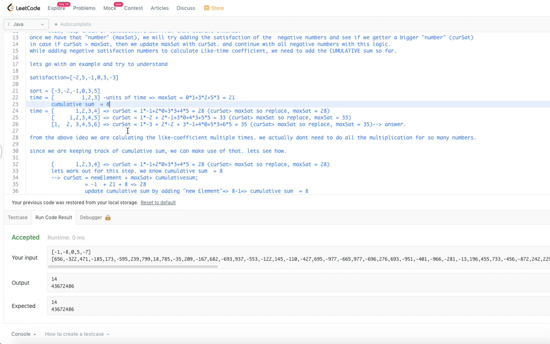So now let's try to calculate the current satisfaction. The current satisfaction, what we are saying is, when we are at this point in time, we used to calculate like this. Now for the same thing, let's see what we are going to do. New element. So what is the new element? Old elements are until 0, 3, 5. So the new element is minus 1 plus max satisfaction, whatever max satisfaction we got previously, right? This max satisfaction was after this. So max satisfaction plus cumulative sum.